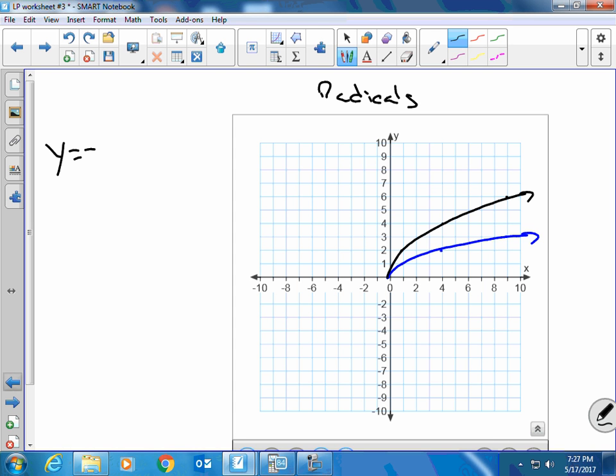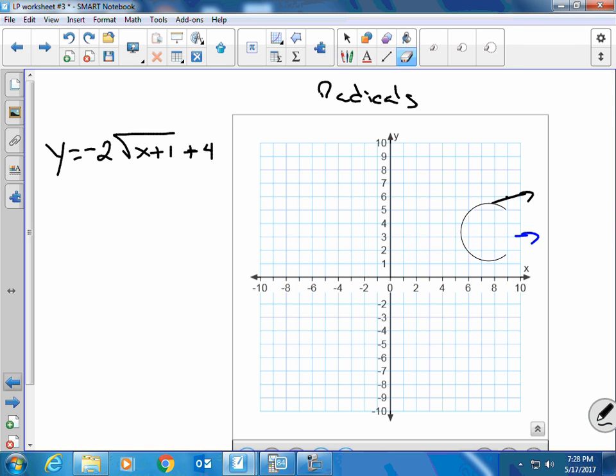y equals negative 2 square root of x plus 1, plus 4. Sketch your graph. I'll get rid of all that stuff. Hit pause, sketch your graph.